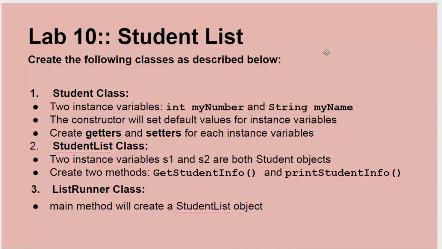We're going to have a student list class which will get information. We'll create two student objects, S1 and S2, and we're going to get student info from the user, and then we're going to print that information to the screen. Finally, a list runner class will have a main method, and in that main method, the only thing we're going to do is to create a single student list object.